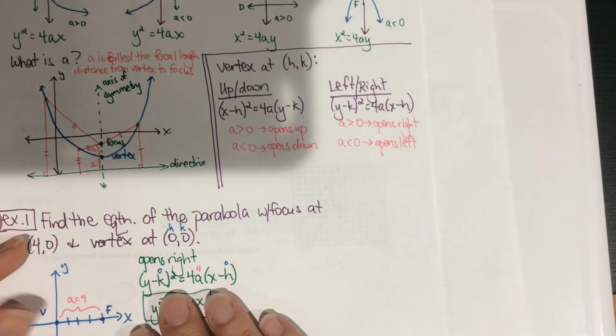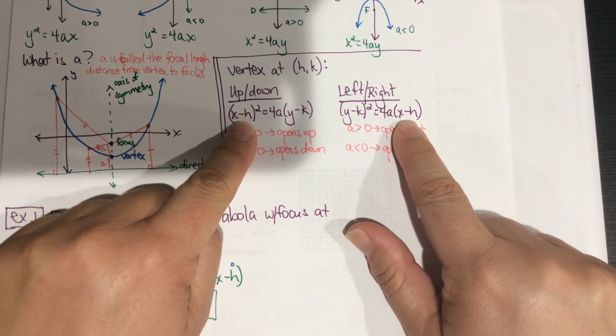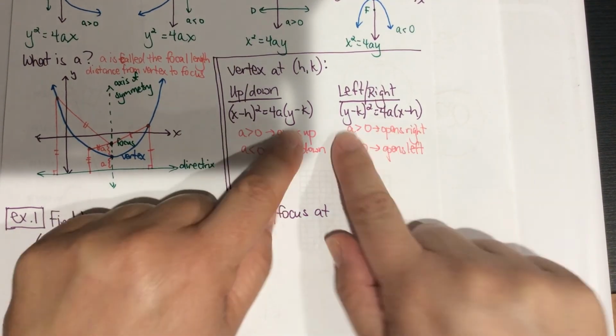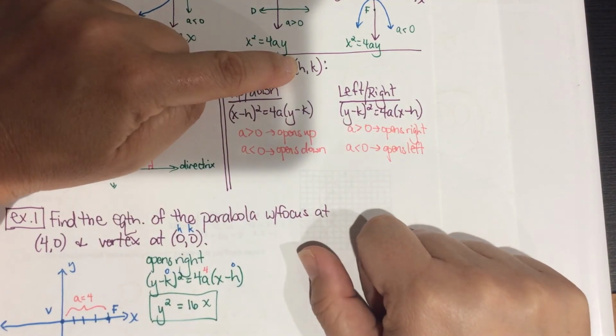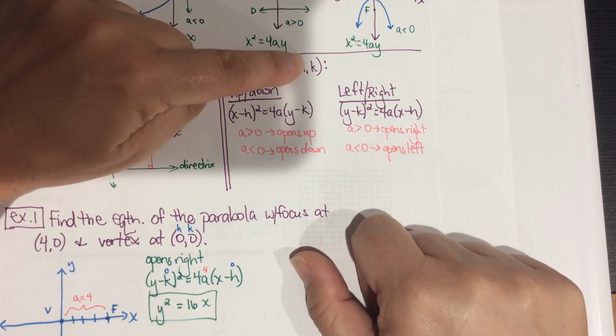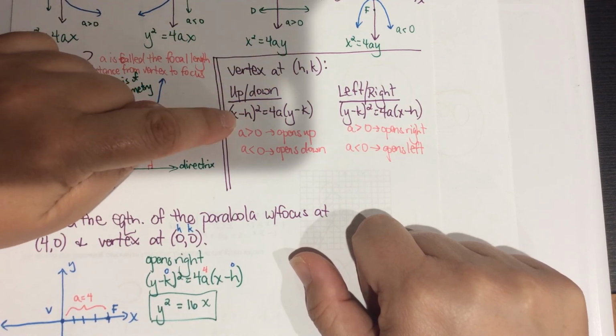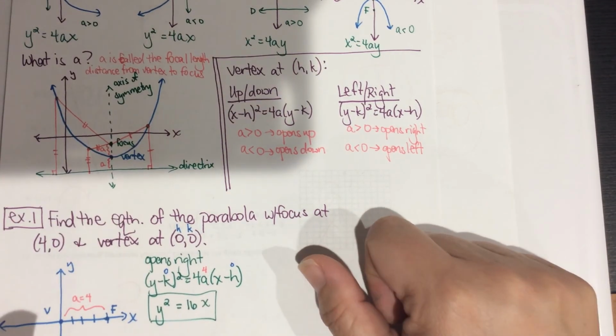Okay? And then one more thing I want to point out. Notice here that the h is always stuck with the x. And the k is always stuck with the y. Because that's the x coordinate of the vertex and the y coordinate of the vertex. So the x coordinate of the vertex is always going to be connected with the x, and the y coordinate of the vertex is always going to be connected with the y.